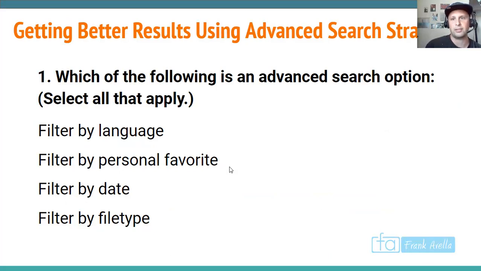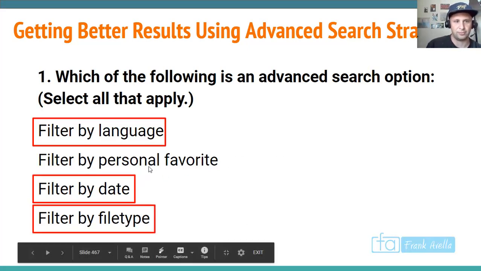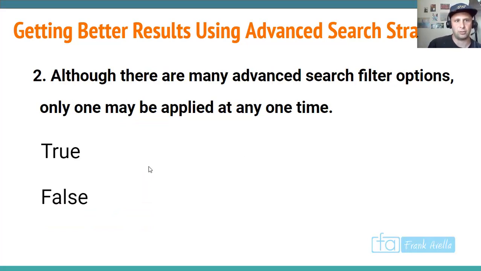So, which of the following is an advanced search option? That could go back to that slide there. Filter by language, we mentioned. Filter by date, and I definitely mentioned file type. And this wouldn't be a reasonable answer. Although there are many advanced search filter options, only one may be applied at a time. Does that make sense? No, right? That's what Google does, search. You could apply a bunch of different search options at the same time. That's what they're good at.